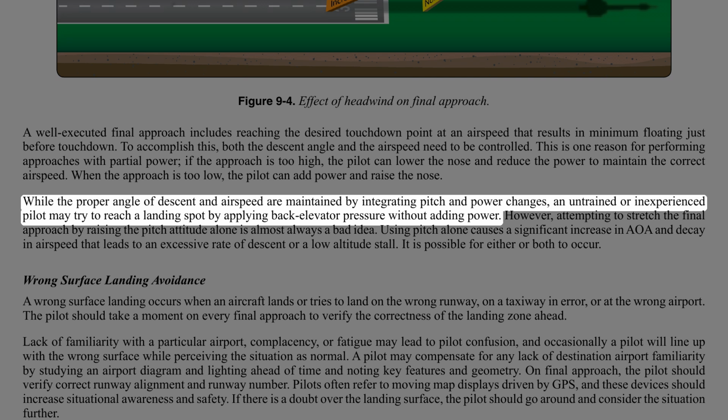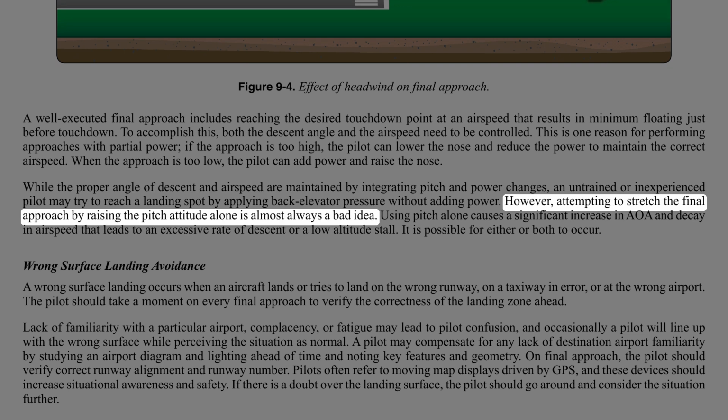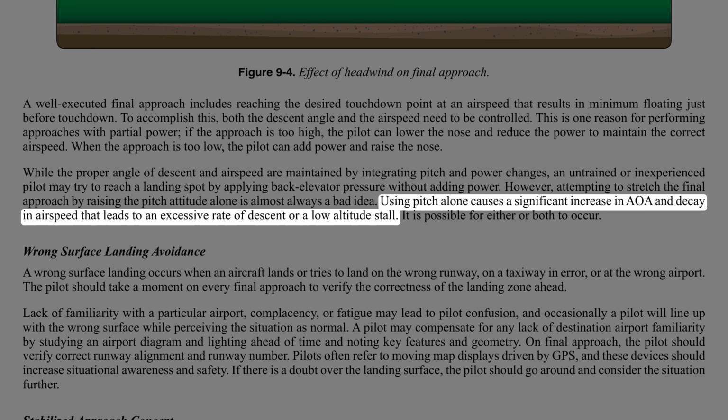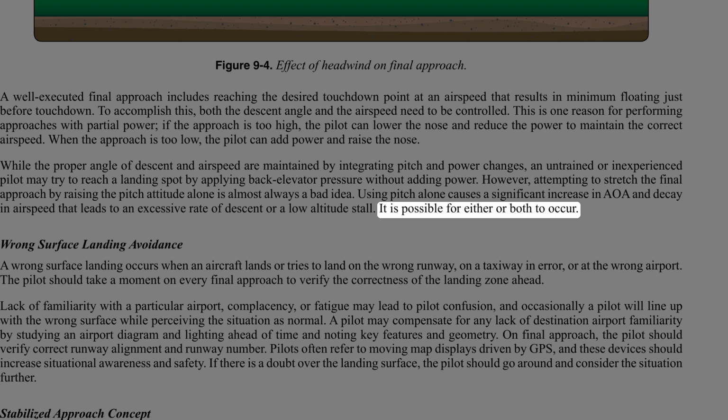While the proper angle of descent and airspeed are maintained by integrating pitch and power changes, an untrained or inexperienced pilot may try to reach a landing spot by applying back elevator pressure without adding power. However, attempting to stretch the final approach by raising the pitch attitude alone is almost always a bad idea. Using pitch alone causes a significant increase in AOA and decay in airspeed that leads to an excessive rate of descent or a low altitude stall. It is possible for either or both to occur.